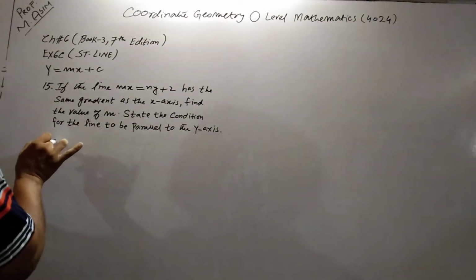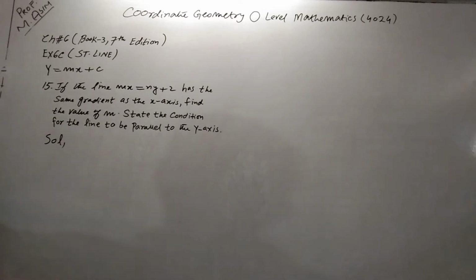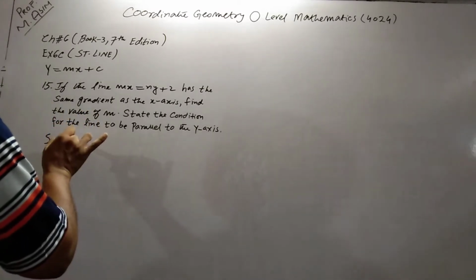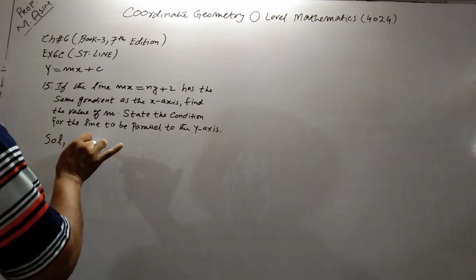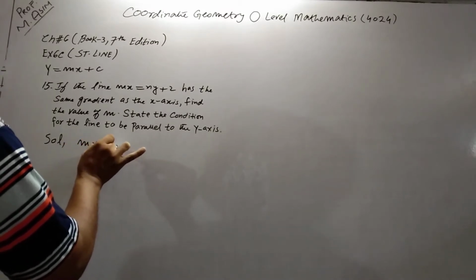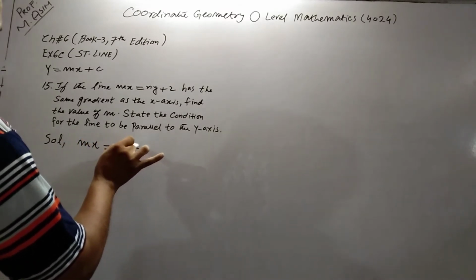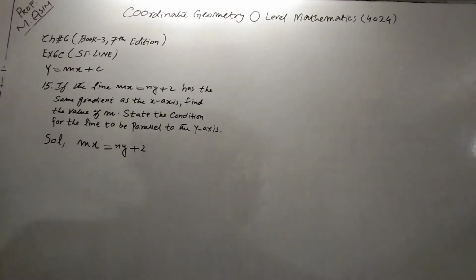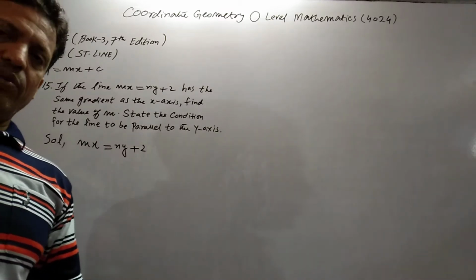Solution. The given equation is mx = ny + 2. First, we have to write this equation in the standard form of a straight line. What is the standard form of a straight line? y = mx + c. So it means we have to make y the subject of the formula.